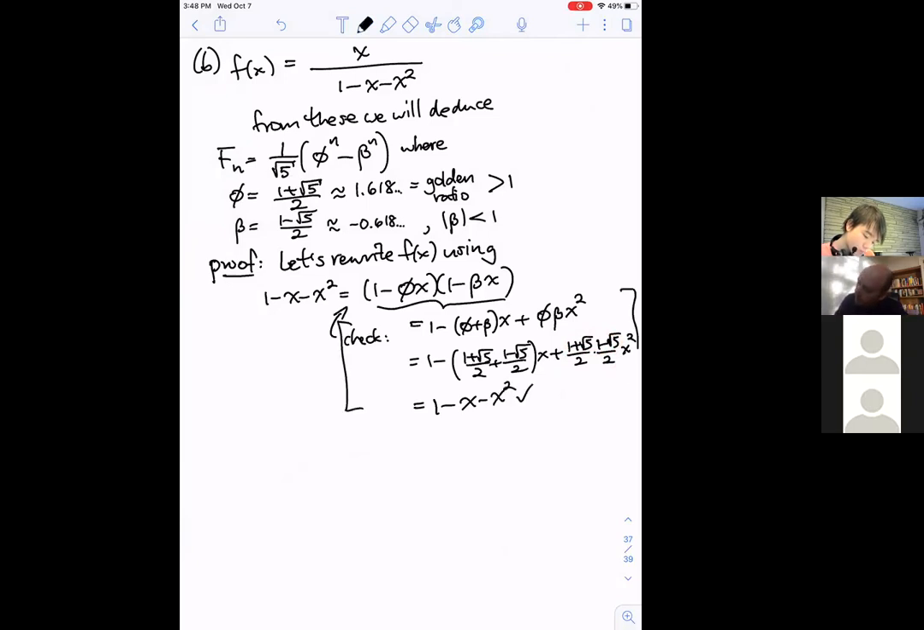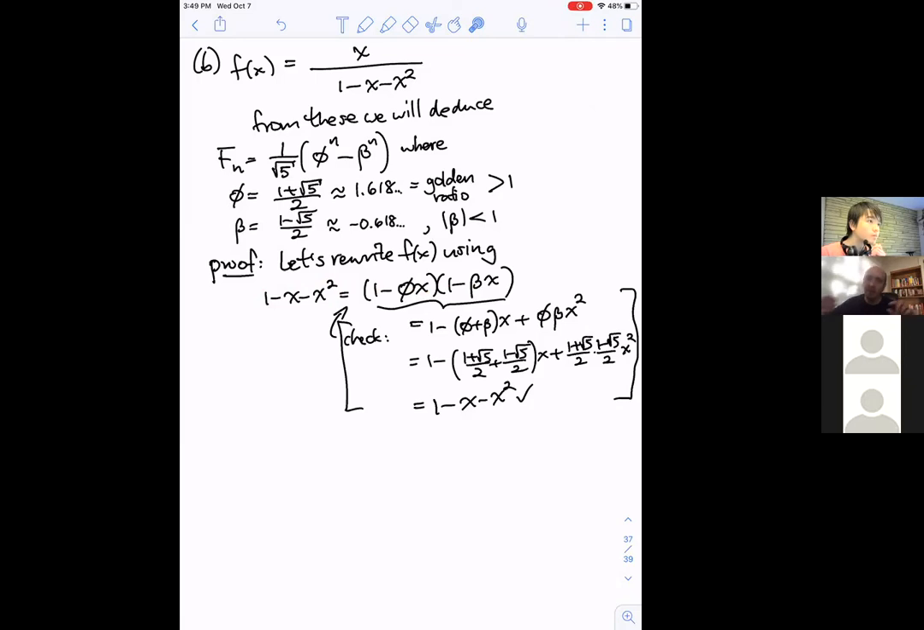Okay, we just checked that. So that's the key point. This is why the phi and the beta show up, because when I want to try to write this quadratic as 1 minus a real number times x and 1 minus another real number times x, this is not exactly factoring into its roots. It's factoring this quadratic into the reciprocals of its roots, but it's very, very close.